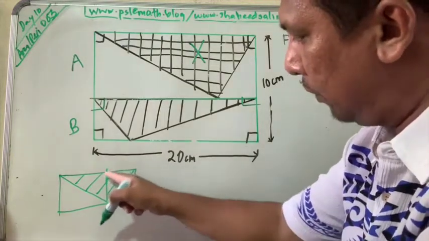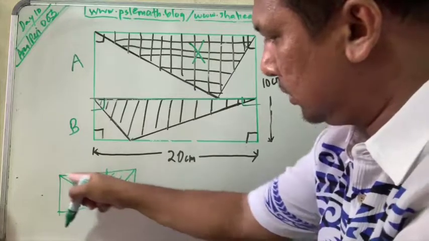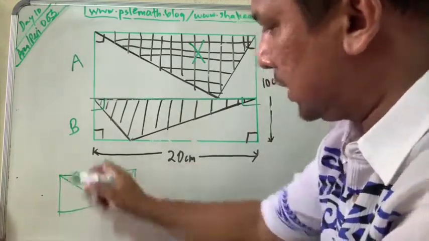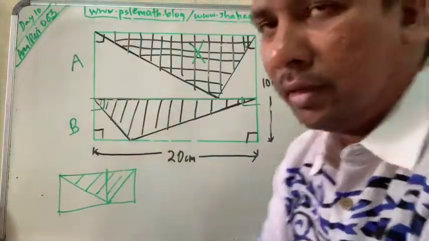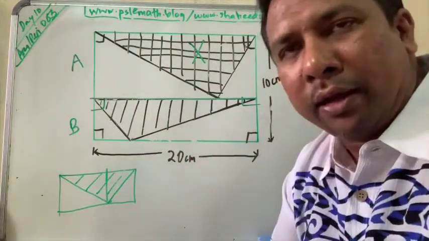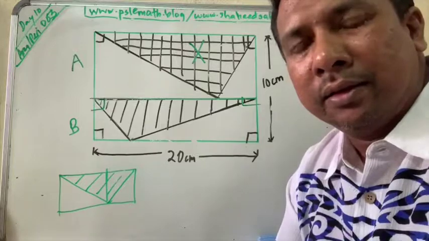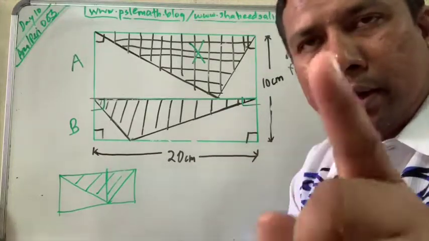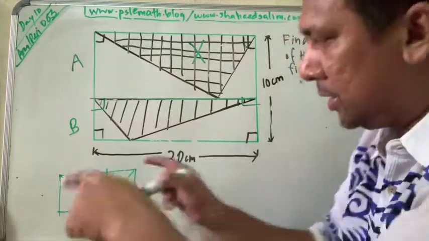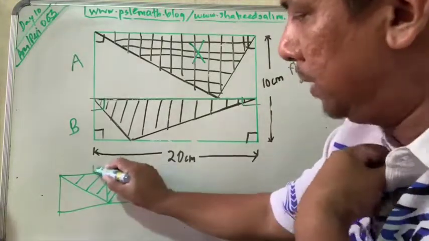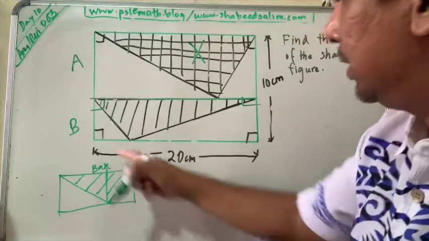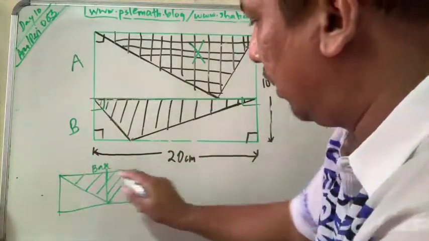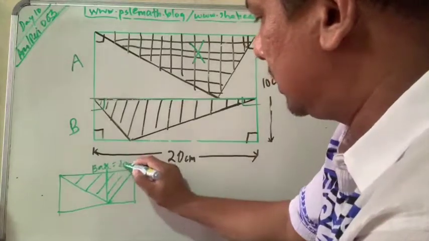So this is half of this rectangle, and this triangle is half of this, which means this triangle is half of this rectangle. In fact, the formula for finding the area of a triangle is half the area of the rectangle it is in. For example, over here, the base is the length of this rectangle, which is 20 cm.